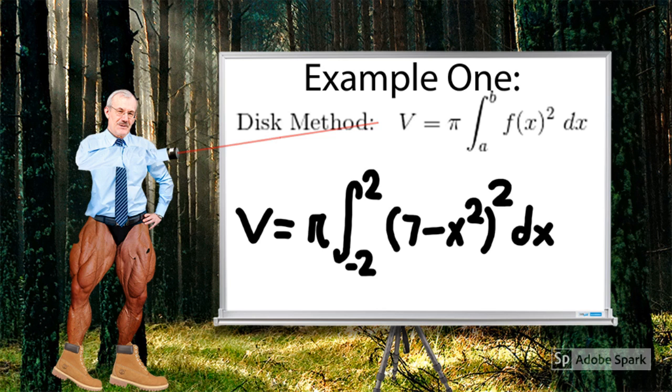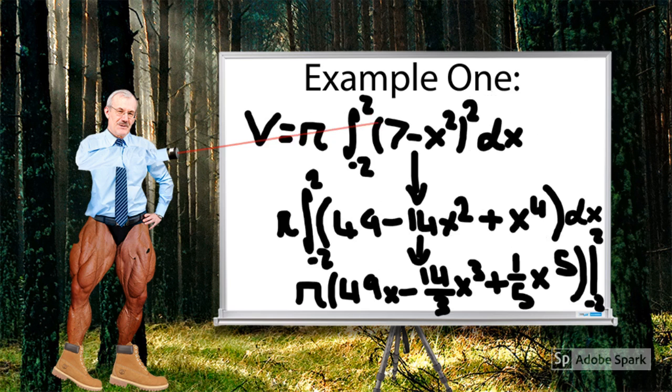Plugging in the variables, we get v equals pi times the integral from negative 2 to 2 of 7 minus x squared dx. First solving the integral from the previous slide, we get pi times the integral from negative 2 to 2 of 49 minus 14x squared plus x to the fourth dx.